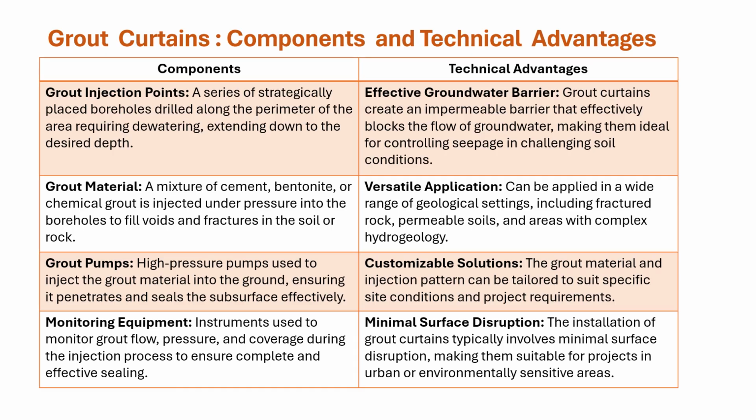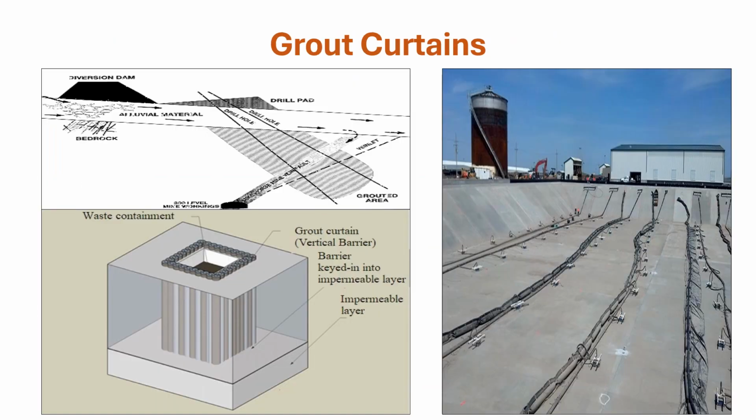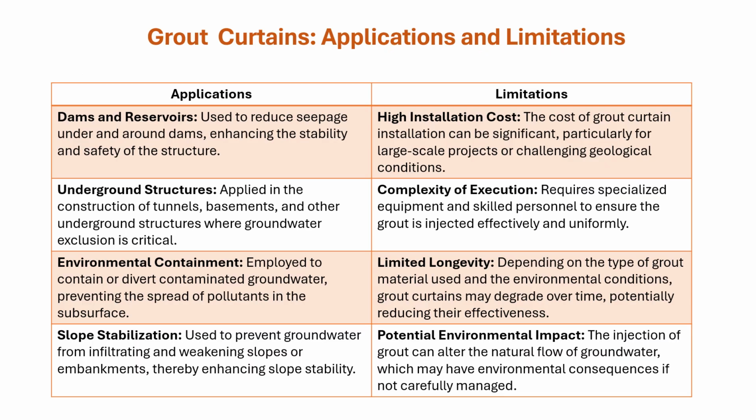This type of dewatering system ensures effective groundwater barrier. It has versatile application, customizable solutions, and leads to minimal service disruption. And this diagram shows us some examples of grout curtains, where we can apply grout curtains in projects such as dams and reservoirs, in underground structures such as tunnels, basements, for environmental containment, and also for slope stabilization.